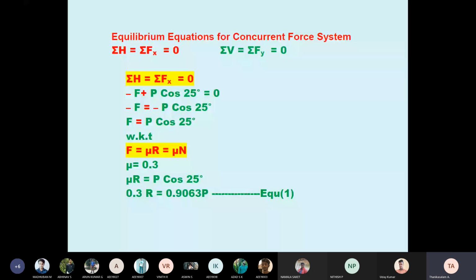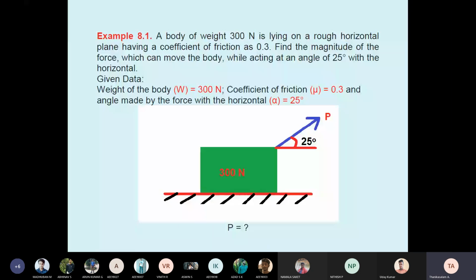Students, any doubt? Louis, are you understanding this problem? Louis, Madhuban? Yes, sir. Okay.